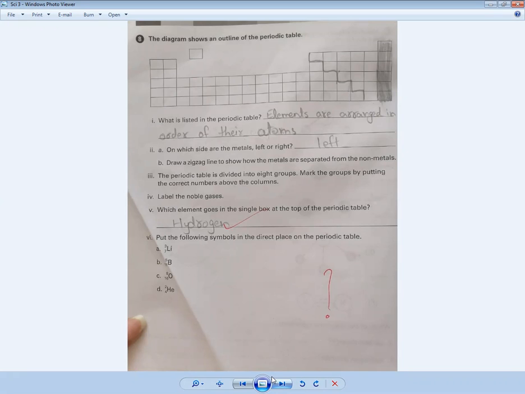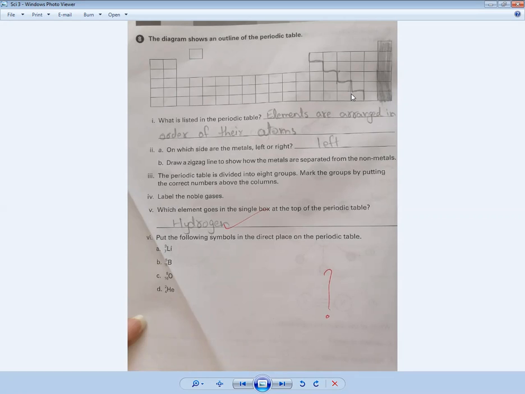Okay, in the figure you can see how they are arranged. So you can see this is a zigzag line. You can see I have drawn this zigzag line here. Okay, so you also have to draw this zigzag line on your book. So this zigzag line tells us about the metals and non-metals. We are doing the question number 2, B part.